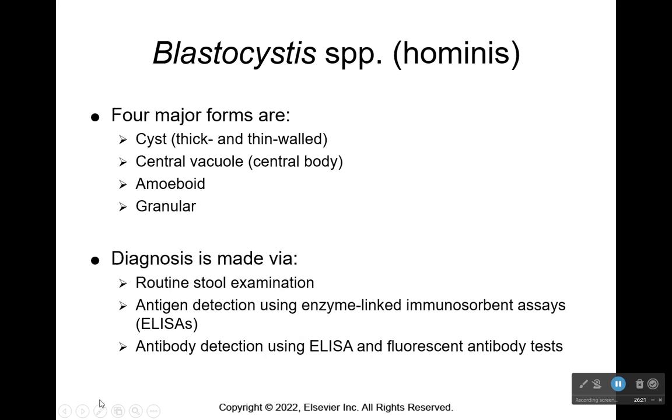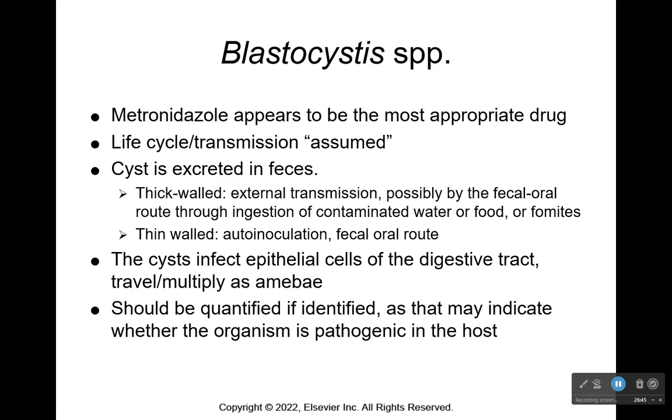It has 4 forms. It has a cyst, thick and thin-walled, a central vacuole. It's amoeboid. It's granular. You can see it in the stool. You can do immunology testing, ELISA testing, and fluorescent antibody test. You can do antigen detection with the ELISA and antibody detection with ELISA and fluorescent. So you can check the stool for the antigen or their blood for the antibody. Blastocystis species.